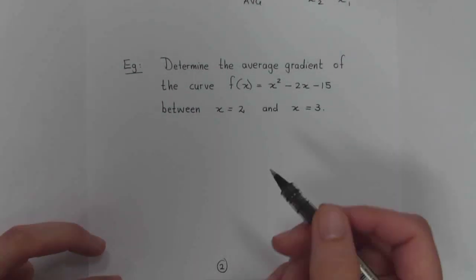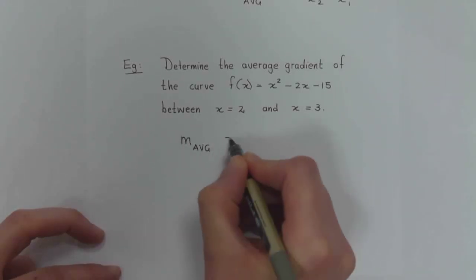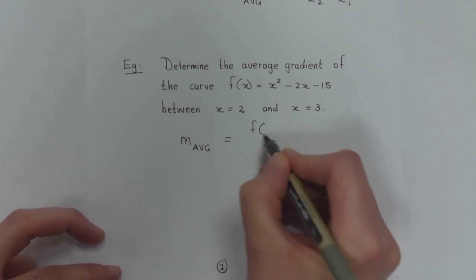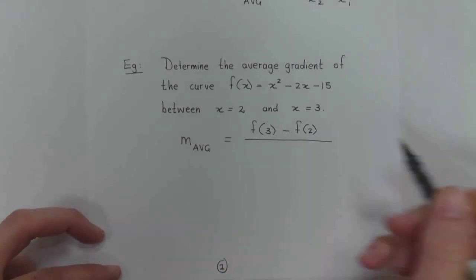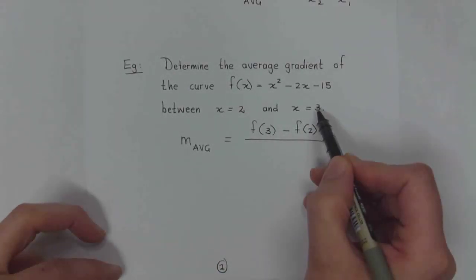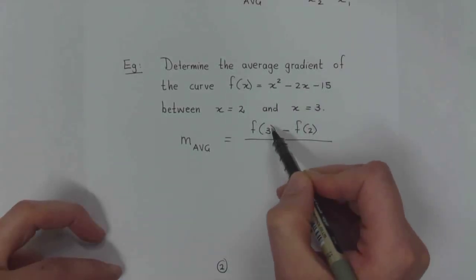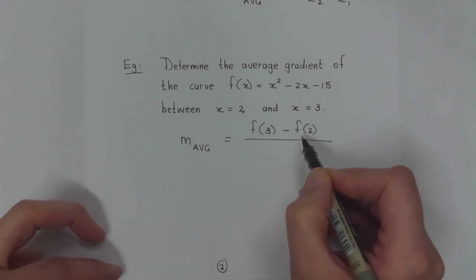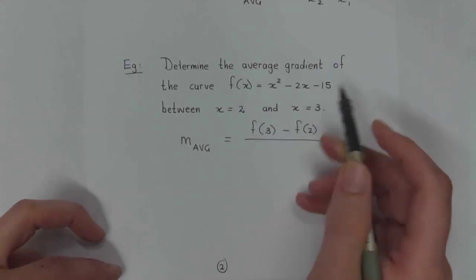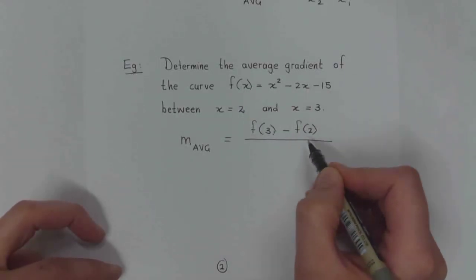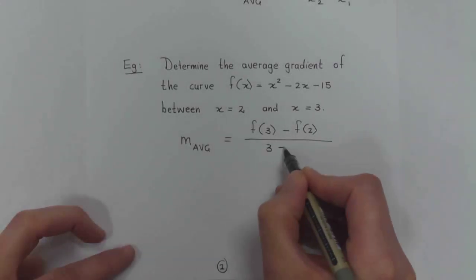To do this, I'm going to write down the formula we've just established. The average gradient is equal to f of 3 minus f of 2. That refers to the y coordinate where x is equal to 3, which means I'm going to substitute that 3 into f of x to get the y coordinate where x is equal to 3. And f of 2 is the y coordinate where x is equal to 2, so again I substitute that 2 into the equation. Then at the bottom, quite easy, the x coordinates, which is just 3 minus 2.